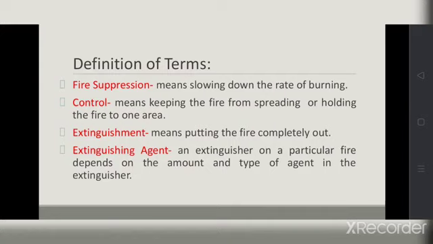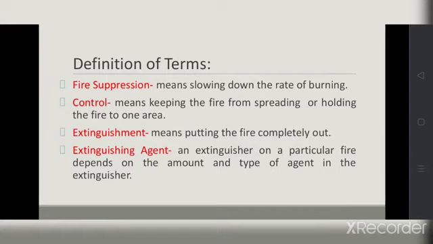First, let us define the terms suppression, control, extinguishment, and extinguishing agent. So, what is fire suppression? Fire suppression means slowing down the rate of fire. Suppression does not directly cut out the fire, but one of the suppressing methods is to slow down the rate of burning.